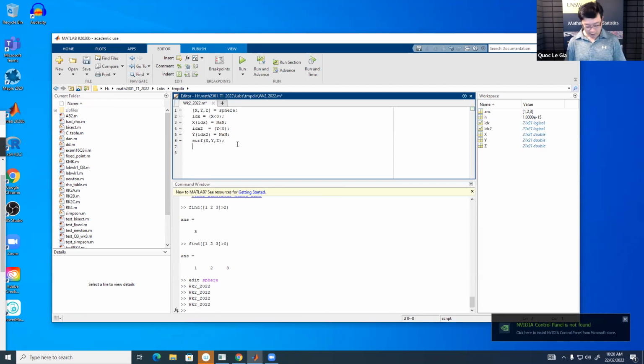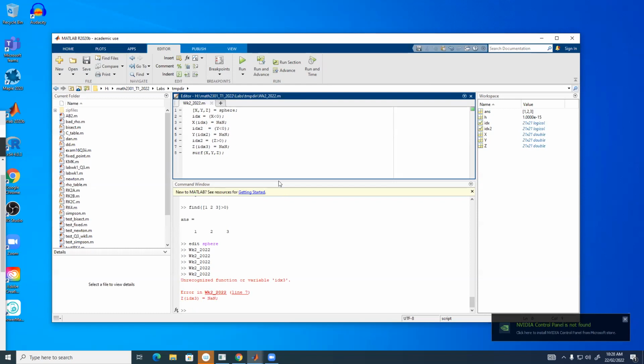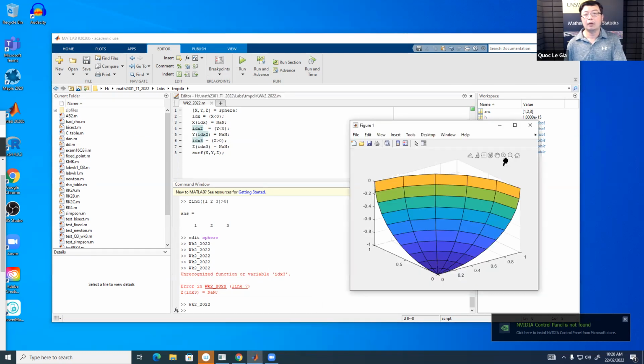So now if I put IDX3 as the part where z is positive, then I set IDX3 equal to not a number, okay? Then I plot the surface. Oh, sorry, unrecognized. Okay, so I have to make this one IDX3. So now if I run it, okay, this one looks like this.